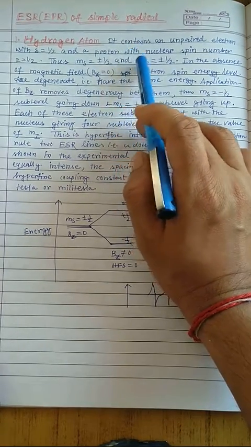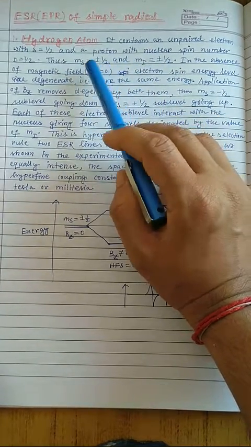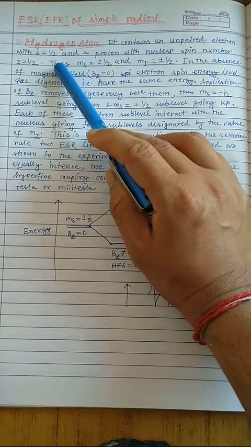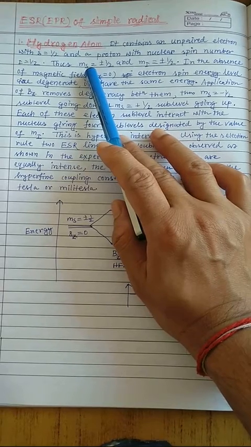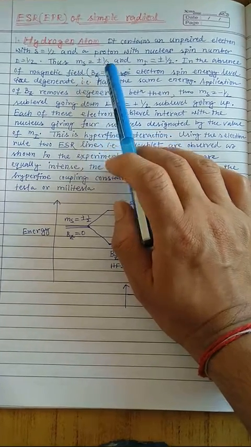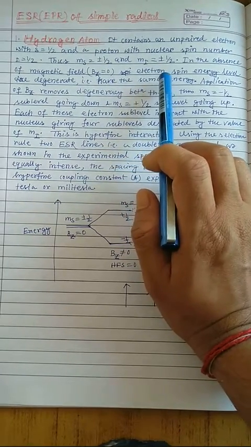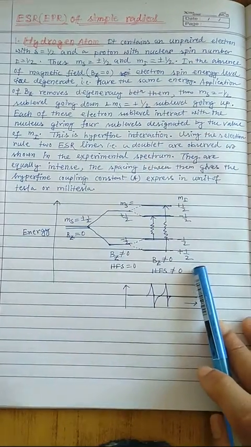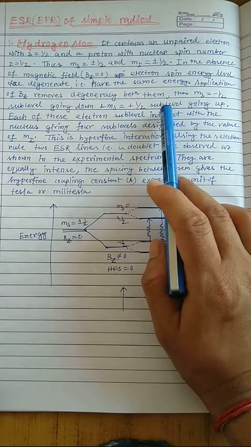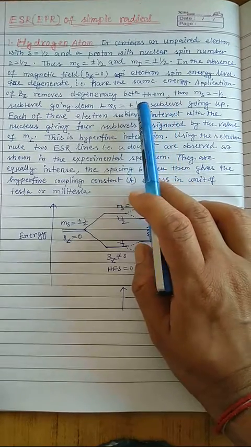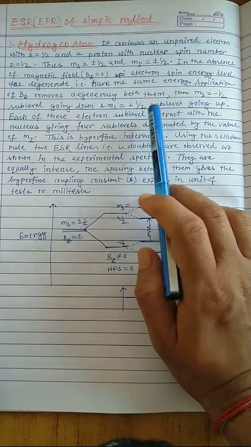So the hydrogen atom consists of an unpaired electron with s equal to half and a proton with nuclear spin number I equal to half. Thus ms, the spin magnetic moment, has both orientations, plus half or minus half, and mi equal to plus half and minus half. In the absence of magnetic field, when Bz equal to 0, the electron spin energy levels are degenerate, that is, they have the same energy, and application of Bz removes the degeneracy between them. Thus the ms equal to minus half sublevel goes down and the ms equal to plus half sublevel goes up.